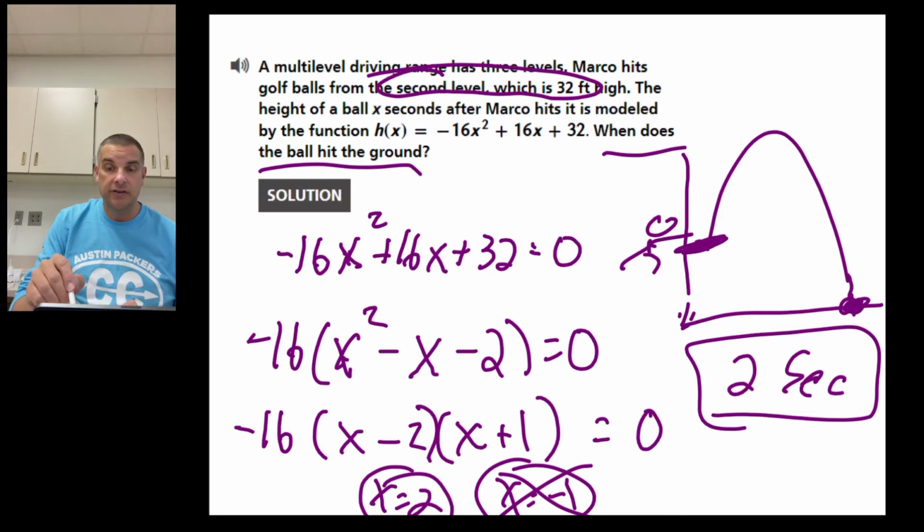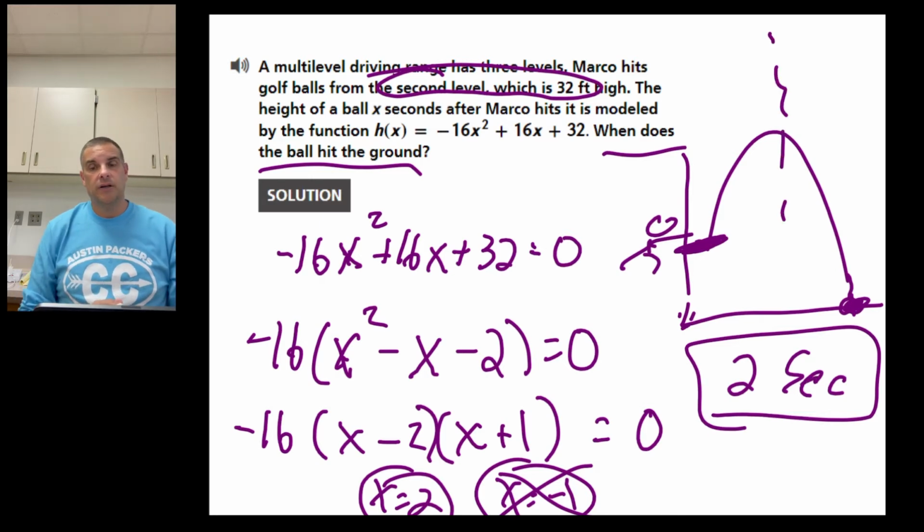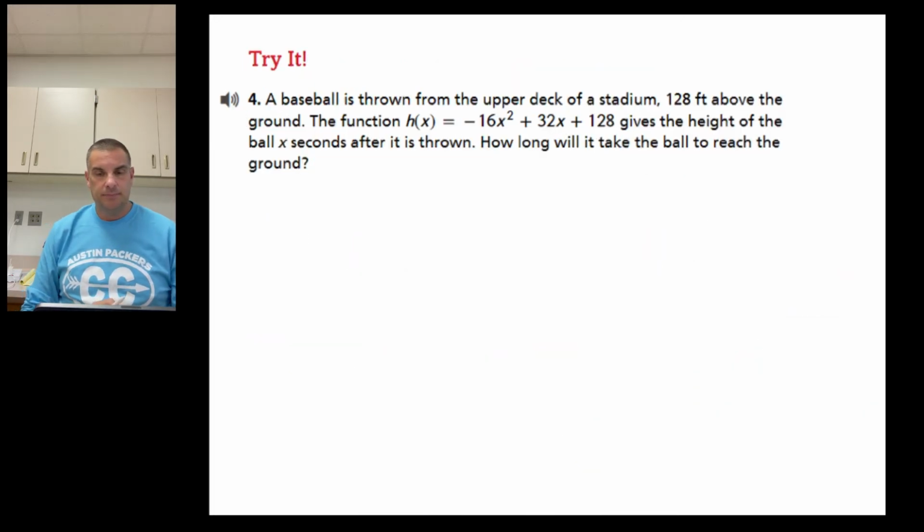And actually, we could find a whole bunch of things if we wanted to. We could find the axis of symmetry. We could find the vertex. We could find all of those things if we wanted to. And eventually, we're going to want to. Okay. Let's look at the next one.